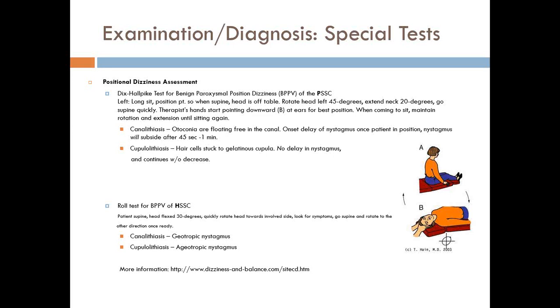Okay. So let's say we're testing the left posterior semicircular canal. You're going to have the patient sitting on a treatment table in long sit. You're going to position the patient so that when they are supine, or lying on their back, their head is off the table. So as you're in long sit, you're going to rotate your head to the left by 45 degrees. You'll extend the neck back by 20 degrees using the examiner's hands, and you want to quickly lower that patient down into supine.